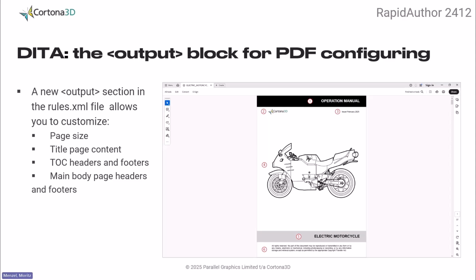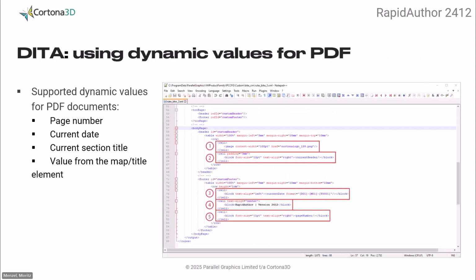You can also customize the headers and footers of the table of contents page and the main body page that way. And here we will show you how to define custom header and footer for the main body page and how to apply some dynamic values, page numbers, current date, and current section title.